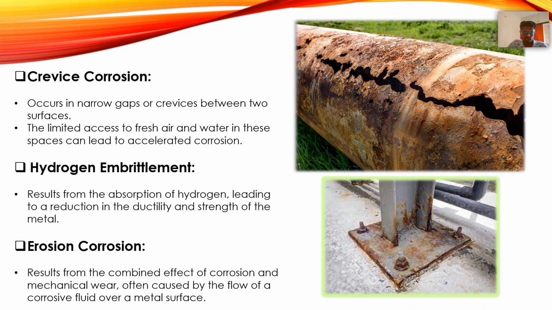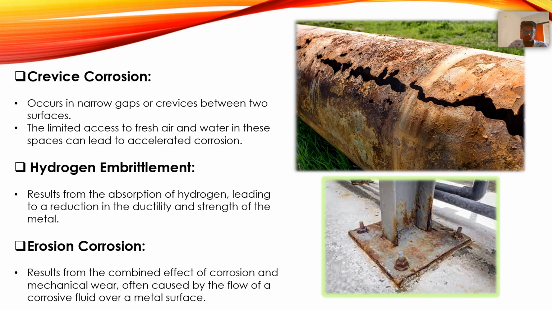Next, let us talk about crevice corrosion. It occurs in narrow gaps between two surfaces, for example, the picture shown in the pipe. The limited access to fresh air and water in these spaces can lead to accelerated corrosion.